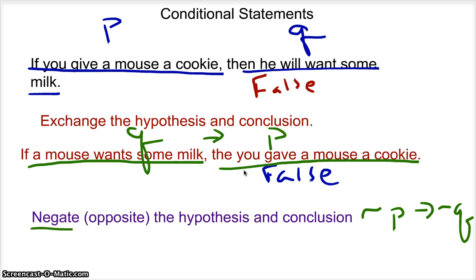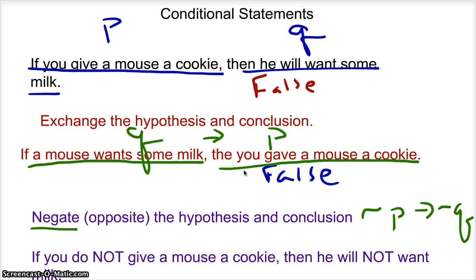Alright, so the reason I'm using the word negate is because if it's already negative, you will make it positive. But if it's positive, you make it negative. Notice in this one, both the hypothesis and conclusion are positive, so we're going to make both of them negative. So when we negate and use the inverse, we have, if you do not give a mouse a cookie, then he will not want milk. So notice the only difference between the inverse and the if-then or conditional statement is the word not. So that's why we have not P, then not Q.